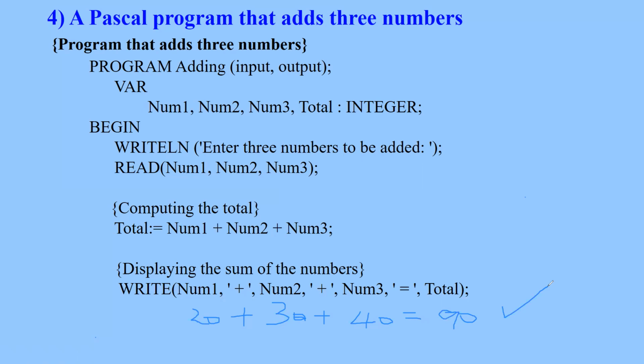Then the processor will pick what is in memory location 2. What was there is 30. That will be displayed on the screen. Then the character plus will be displayed on the screen. Then remember, the processor will pick what is in memory location 3, and what is there is 40. It will display it on the screen. Then followed by the equal sign, and the total, that is the value of what is in the memory location called total. So this statement will display 20 plus 30 plus 40 equals 90, the entire equation.